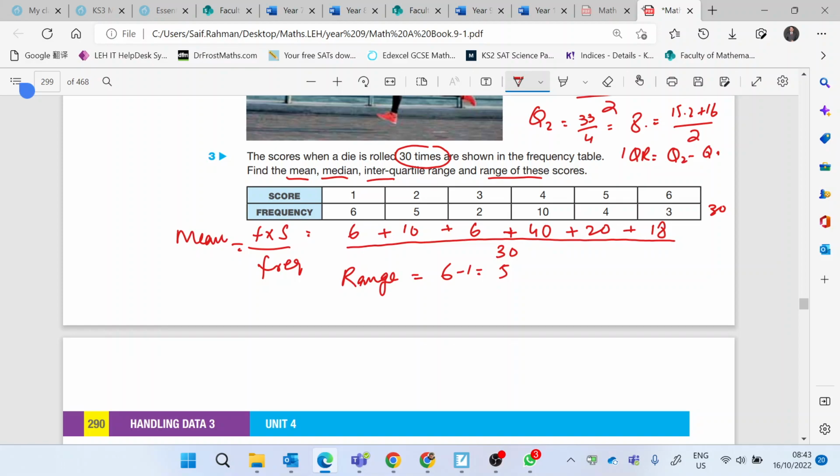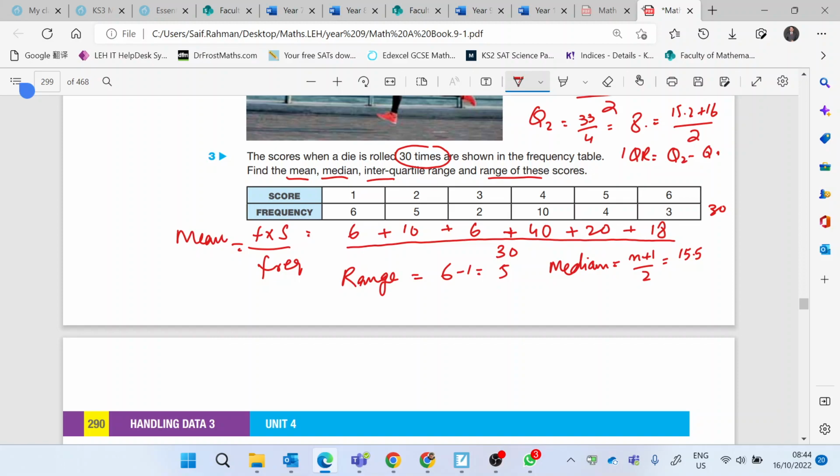Median. The median is the middle number. In total we have got 30. So for 30, to find the median, what we do is n plus 1 divided by 2, and n is 30. 31 divided by 2 makes 15.5. So in this way, the middle number is between 15 and 16.